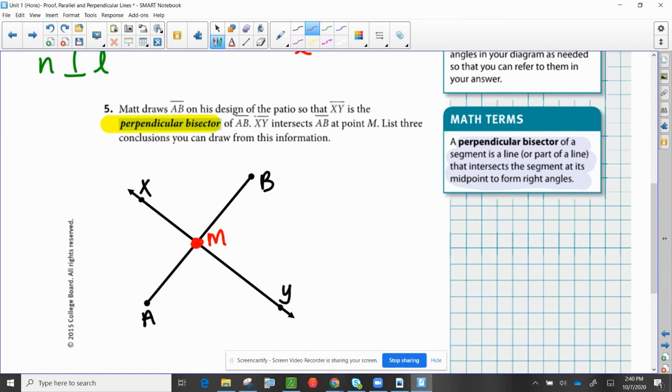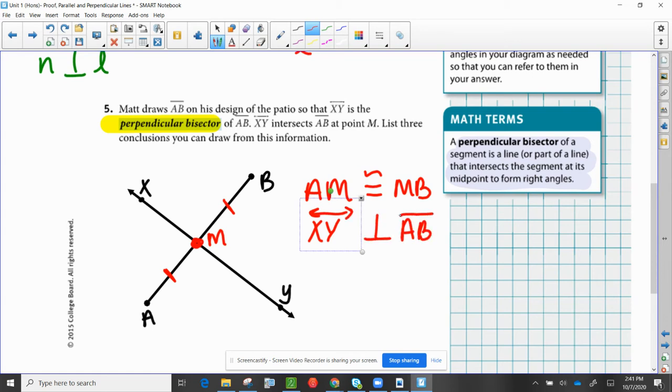For something to be a perpendicular bisector, it's going to intersect the segment at its midpoint, meaning it's going to bisect the segment AB, giving me two congruent segments. So the conclusions that I can get from this is that AM is congruent to MB. If that crosses at the midpoint, that makes this divided into two congruent parts. Also, if it's a perpendicular bisector, we can assume that line XY is perpendicular to segment AB. So that's another conclusion we could make.